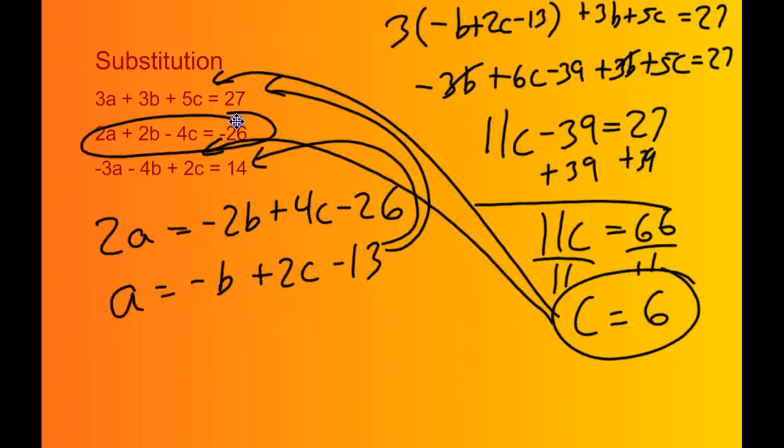Substitution is normally not quicker. In this case, it did end up being the case, but I would suggest using elimination as much as possible. However, I wanted to show you that in case you're a person that really likes substitution, you can solve these by substitution the same as elimination.